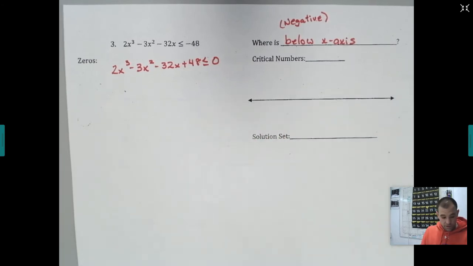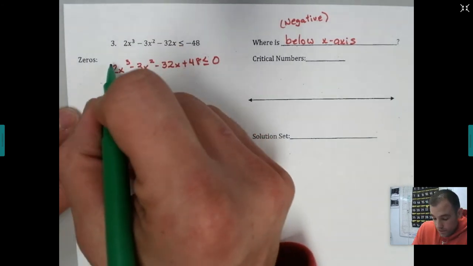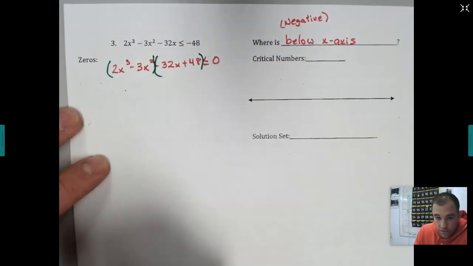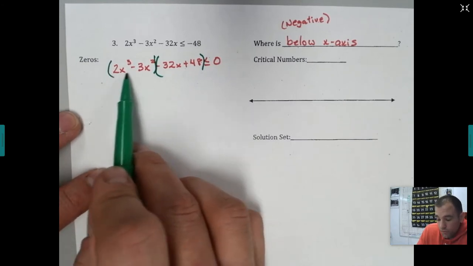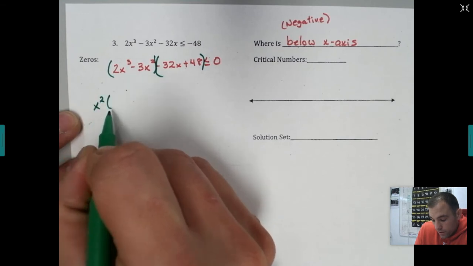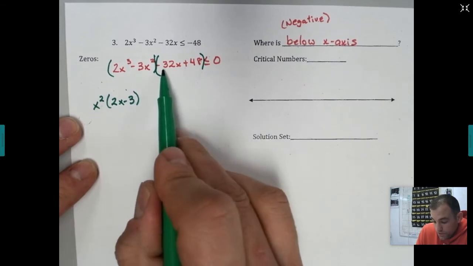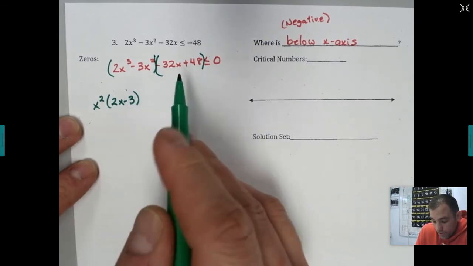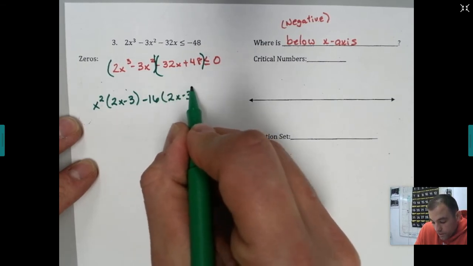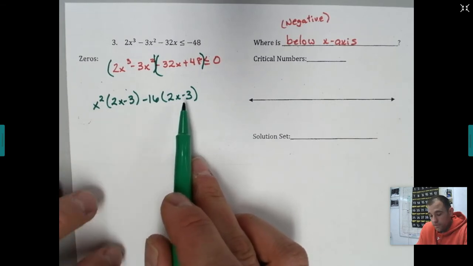So we need to factor this first. Okay, now there's 4 terms. So if you remember back from last semester in Algebra 1, 4 terms, we group them. I'm going to group the first 2 together and the last 2 together. And I look for what they have in common. These 2 have an x squared in common. If I took out an x squared, it would leave 2x minus 3. These 2 have a negative 16 in common. So I'm going to take out negative 16, and that would leave 2x minus 3. Right? So I know I'm correct because these match. Right? I want them to match.